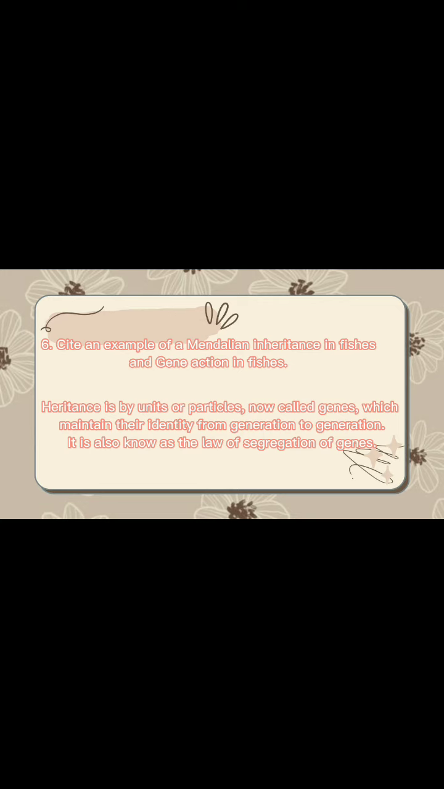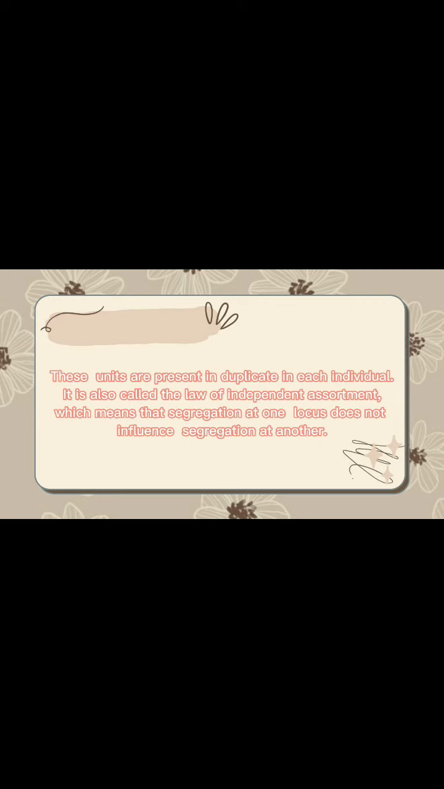Cite an example of Mendelian inheritance in fishes and gene action in fishes. Inheritance is by units or particles now called genes, which maintain their identity from generation to generation. It is also known as the law of segregation of genes. These units are present in duplicate in each individual. It is also called the law of independent assortment, which means that segregation at one locus does not influence segregation at another.